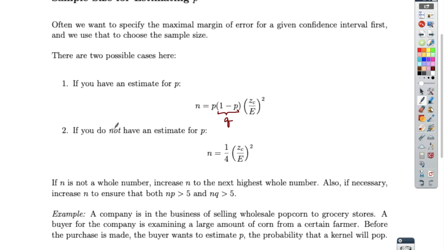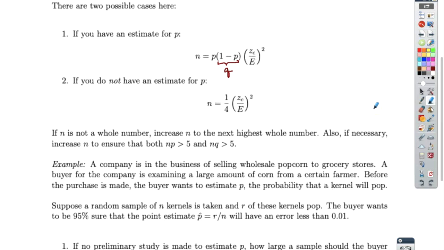If you don't have an estimate for P, so you have no idea where you're starting, then instead of P times Q, you just use 1/4, and the rest of the formula is the same. This is for coming up with a sample size, basically how many people you need to give this survey to, or whatever it is. And again, same as in the previous section, if n is not a whole number, you bump it up to the next highest integer.